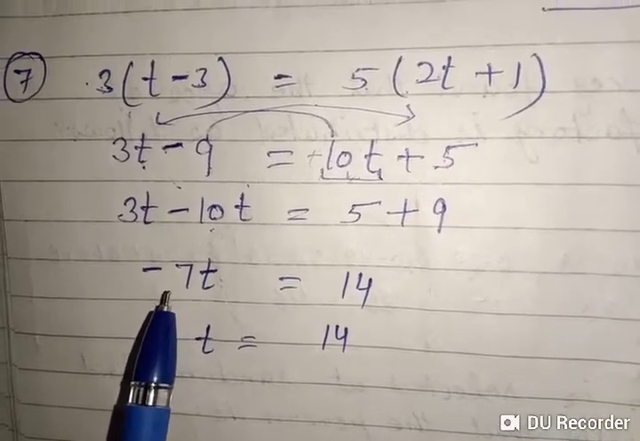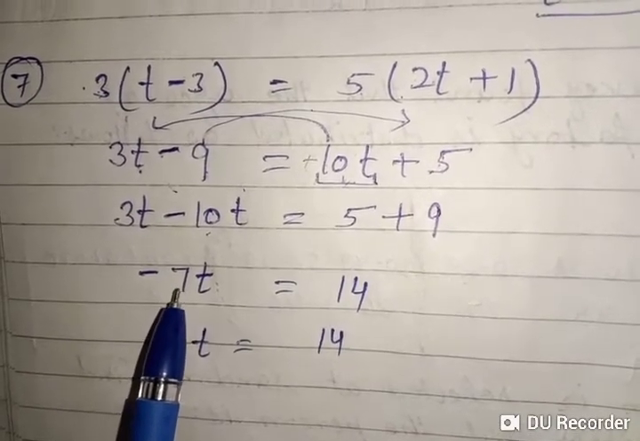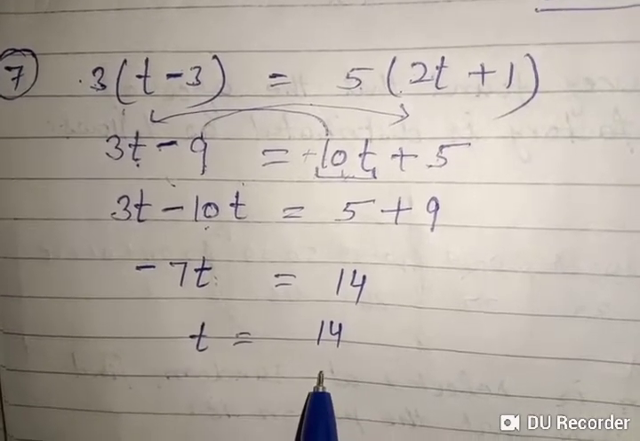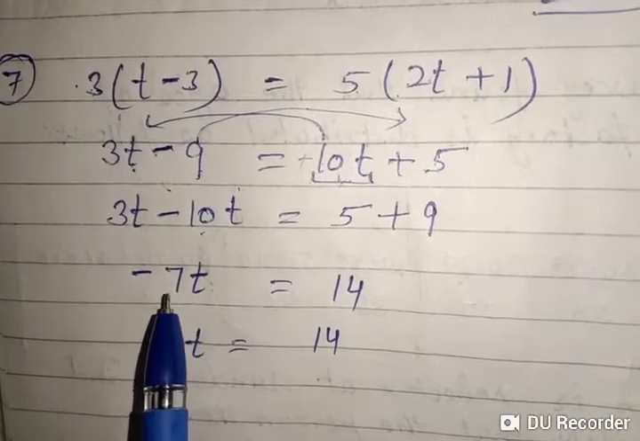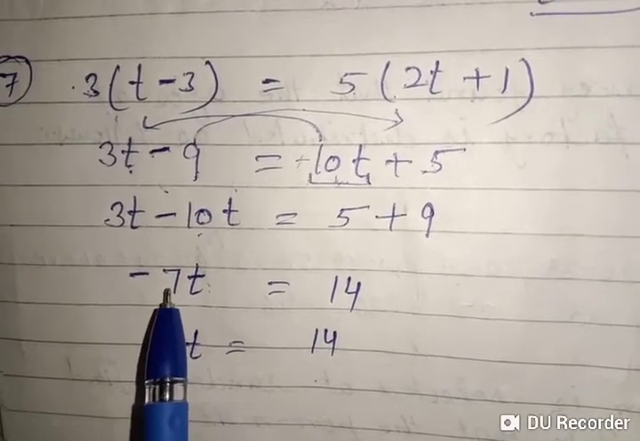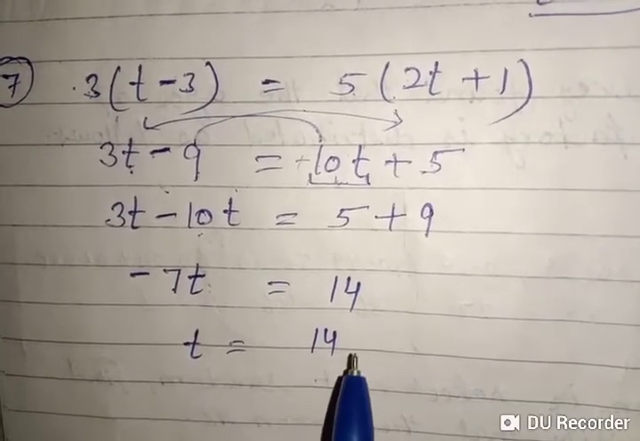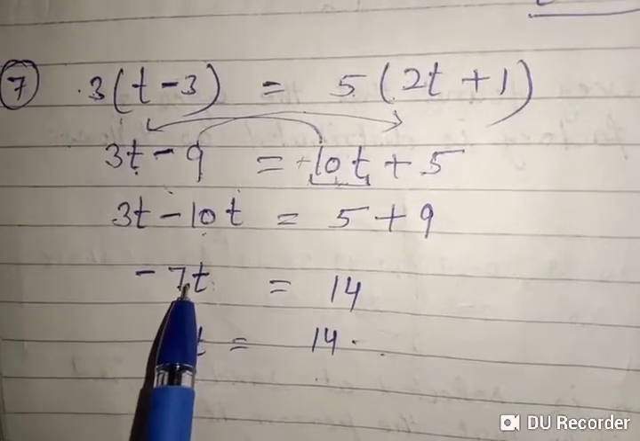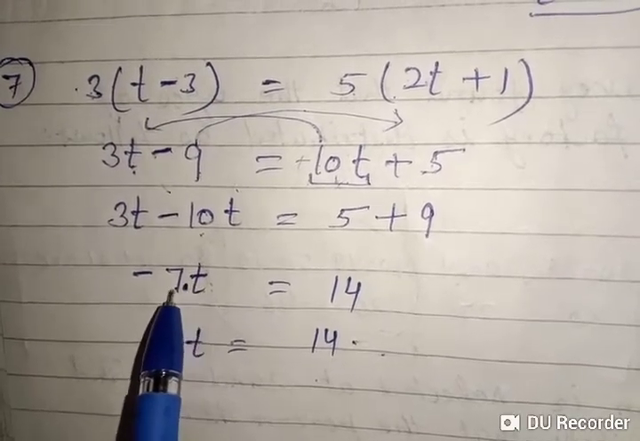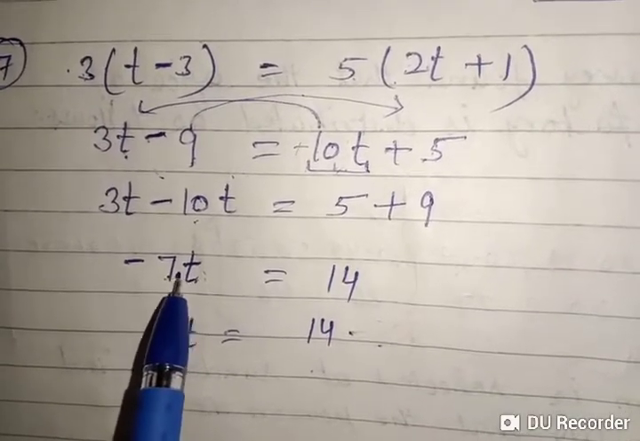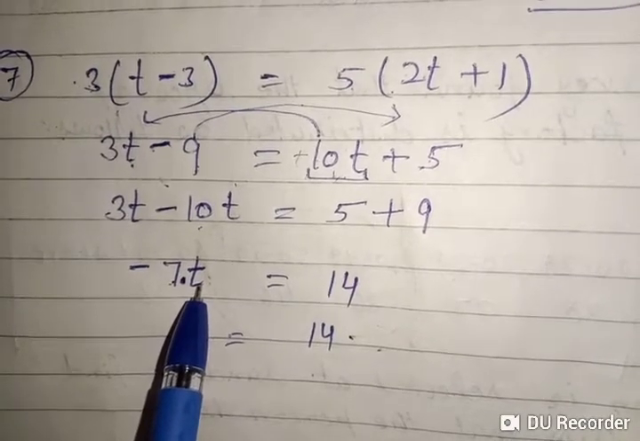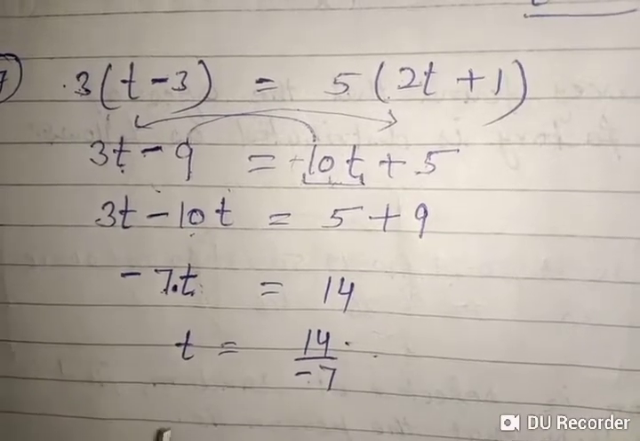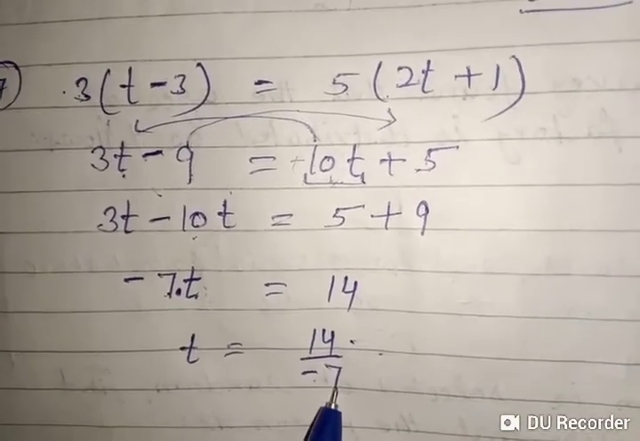Generally students make this mistake that when they shift this minus 7, they write plus 7 in the denominator. That is wrong. Or they make this mistake also that they shift this minus 7 to the other side and they write here plus 7. That is also wrong. You need to see the relation of the operation between minus 7 and t. The operation between minus 7 and t is multiplication. So when you shift this minus 7, it will go in the denominator, meaning multiplication will go into division.